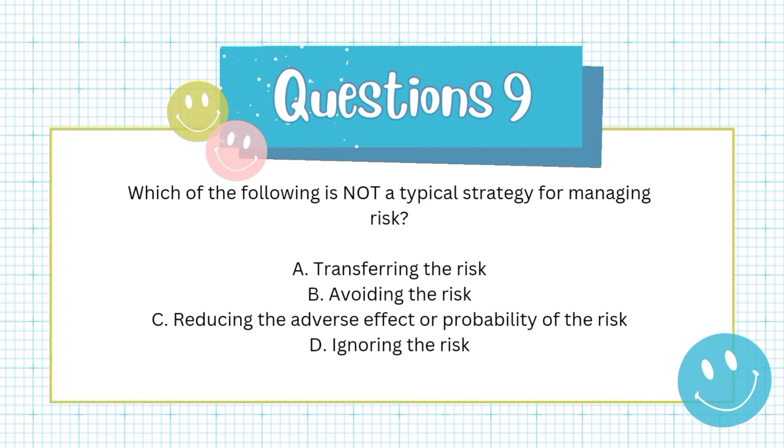9. Which of the following is not a typical strategy for managing risk? A. Transferring the risk. B. Avoiding the risk. C. Reducing the adverse effect or probability of the risk. D. Ignoring the risk. The correct answer is D. Ignoring the risk.